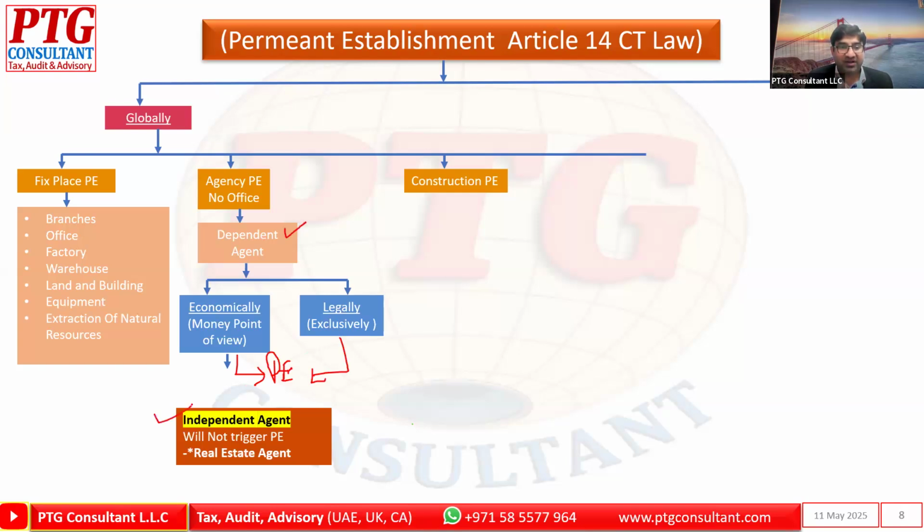And now the independent agent. How is an independent agent? The same points we have to check. It will not trigger PE. Here again, we would say may not trigger PE, but we mention will because, as we already mentioned, independent. How? Again we have to do the same: economically independent, and second, legally also independent. If both are independent, they are not dependent on the non-resident person, so it does not trigger PE. Mostly real estate agents work for many clients. They are not working only for one client.